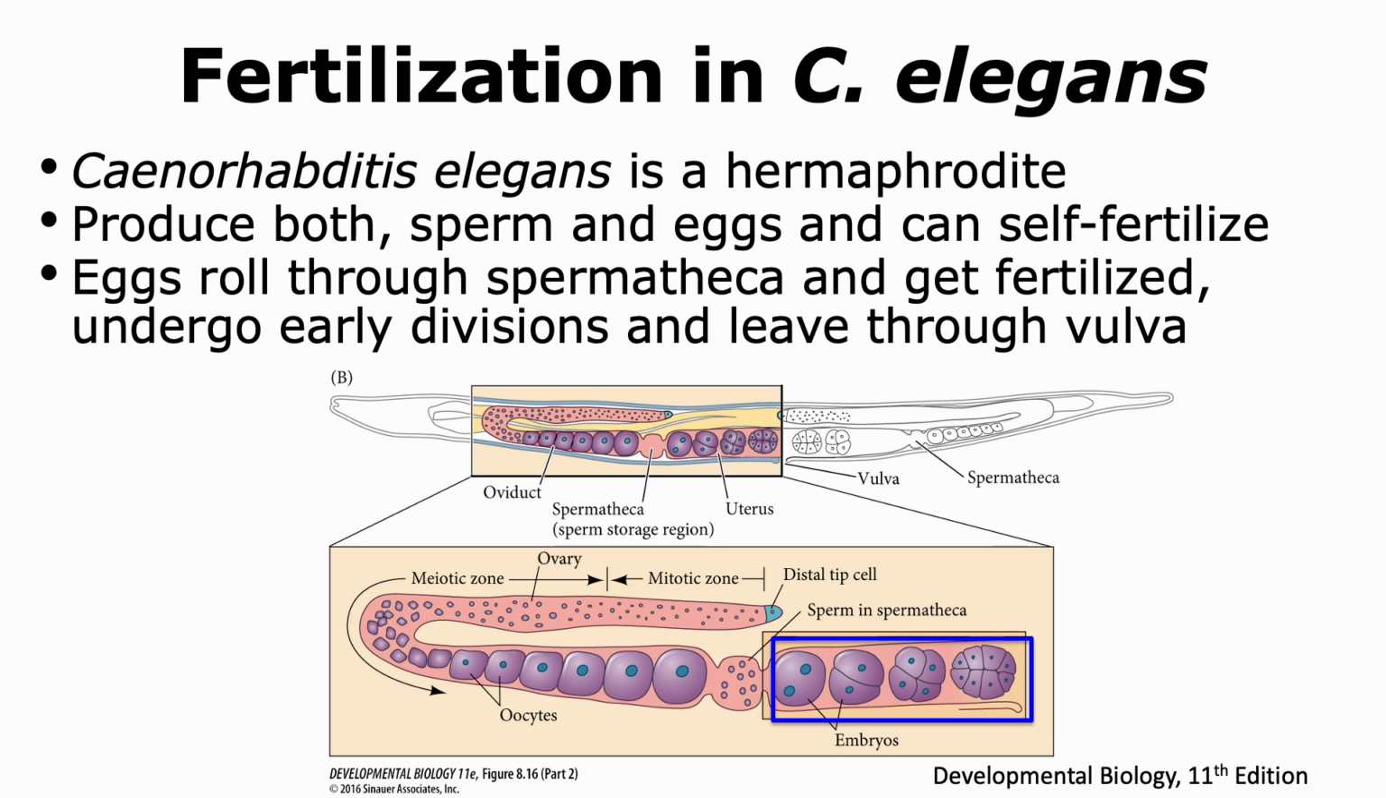After the embryo undergoes early cell divisions, it will leave the organism through an opening called the vulva, which is shown right here. Thus, in the case of fertilization of C. elegans, the eggs will roll through the spermatheca to form the embryo, which undergoes early cell divisions and then leaves the organism through the vulva.